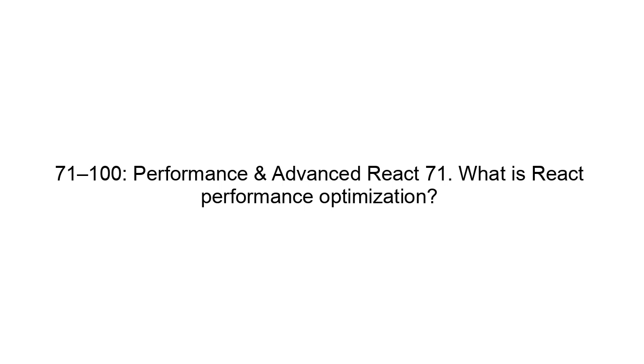71 to 100. Performance and advanced React. 71. What is React performance optimization? Improving render efficiency. 72. What is memoization in React? Avoid unnecessary recalculations. 73. What is React.memo? Prevents unnecessary re-renders. 74. What is code splitting? Loading parts of app on demand. 75. What is lazy loading? Load components only when needed.